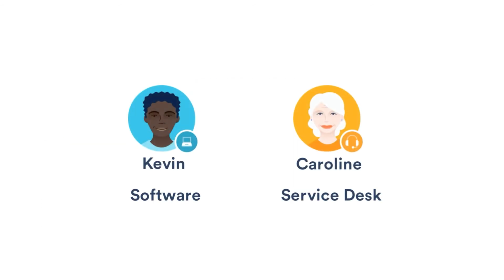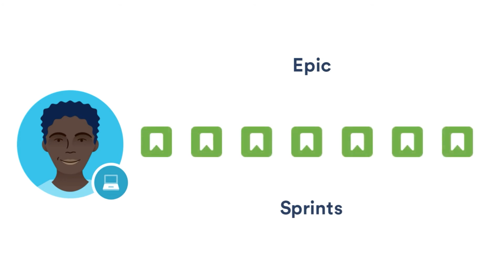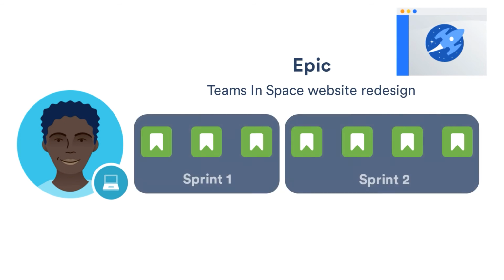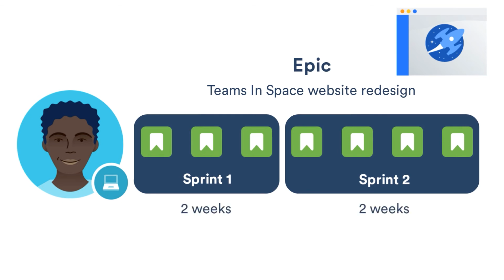Let's see how users further organize their issues in Jira Software and Jira Service Desk projects. Hi, Kevin again. We're a Scrum development team, so we organize our issues into epics and sprints. An epic is a large body of work. It's feature-level work that encompasses many user stories. For example, one of our epics is a full Teams in Space website redesign and launch. A sprint is a smaller set of user stories that our team expects to finish in a fixed period of time. We use 2 weeks, but typically it's anywhere from 1 to 4 weeks.